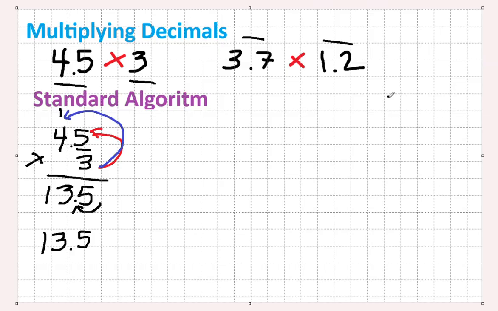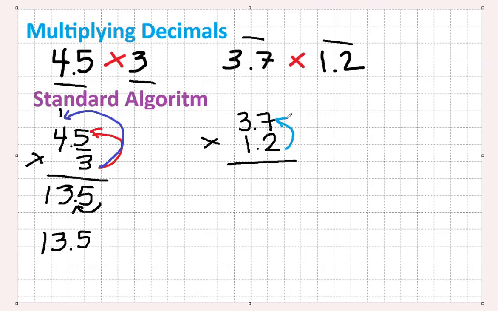Now, let's go to the second operation, and we're going to use again the standard algorithm. So we got 3.7 times 1.2. Okay, so when we perform this operation, we are going to have four multiplications.